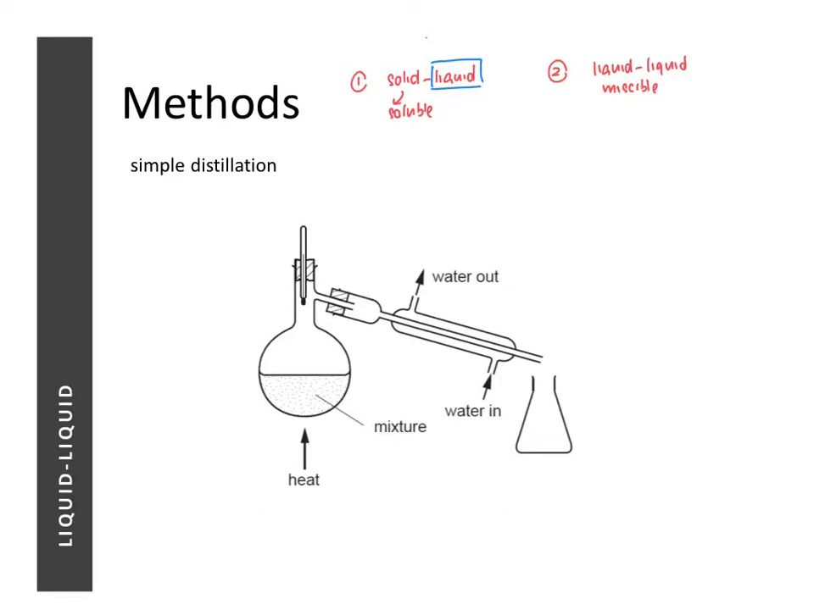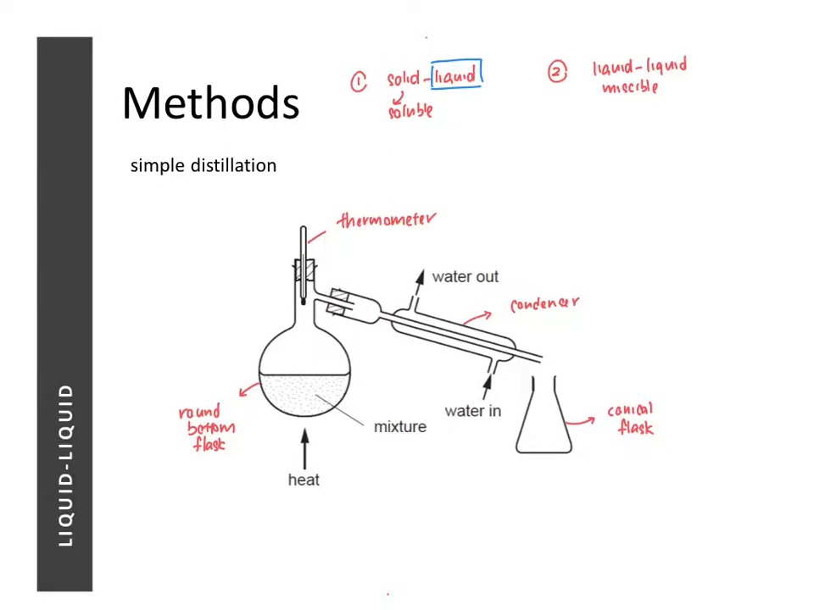So how do we set up the apparatus in order to perform simple distillation? First, the mixture is contained in a flask called a round bottom flask, and the flask is fitted with a thermometer, and it's connected via a side arm to a piece of apparatus called the condenser. At the end of the condenser, we put a container to collect any liquid that comes out, which we call a conical flask.